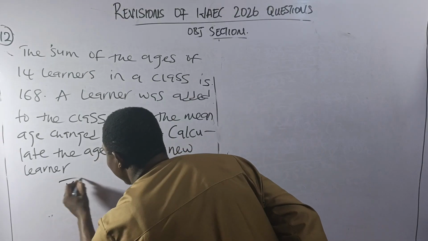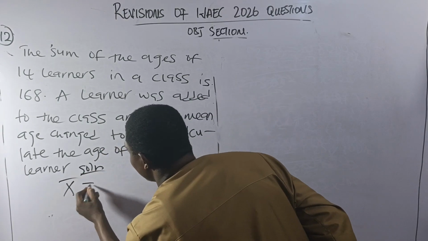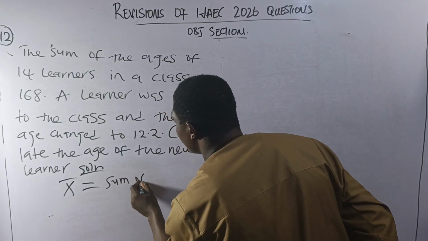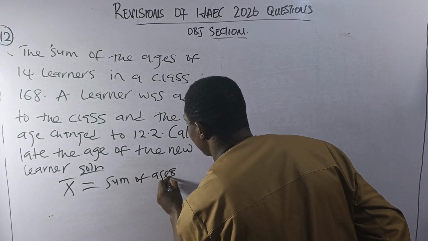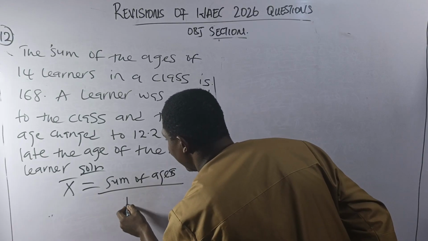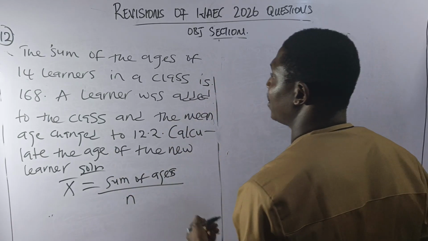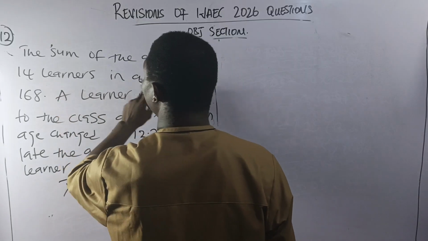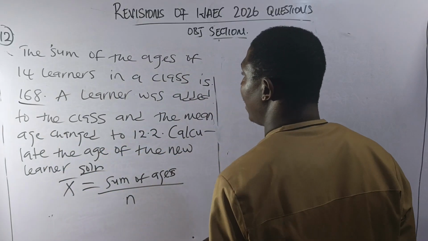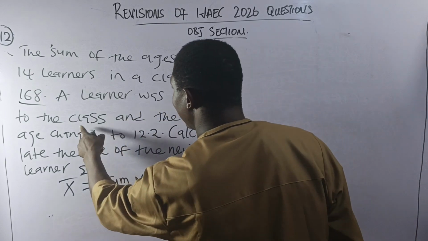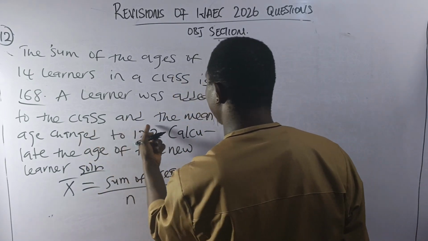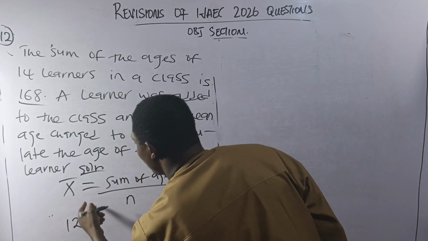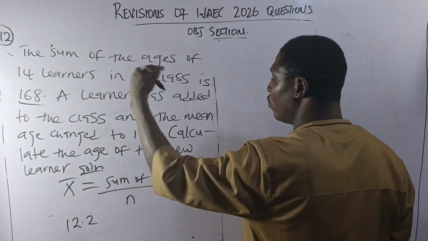Okay. Mean, x bar, is equal to what? Since they talk about ages, we simply have mean to be sum of ages all over N, where N is the number. Now, they gave the sum of the ages of 14 learners in the class to be this. And they said a learner was added to the class and the mean age changed to 12.2. So we have 12.2 as the mean when somebody is added.